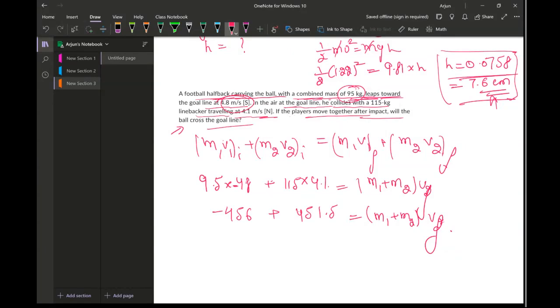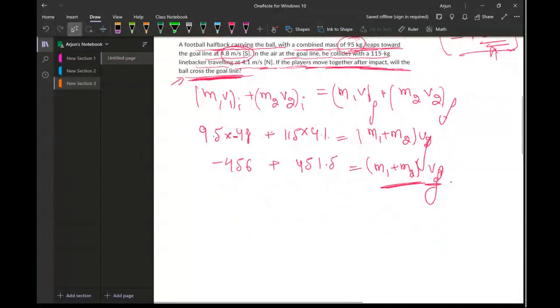Now if I see in this, I don't need to find the final velocity. It's basically asking if the players move together after the impact, will the ball cross the initial goal line? So I can clearly see from here that this negative value is bigger than, well, this is 471. So this is smaller, my apologies. So this is smaller than this value.